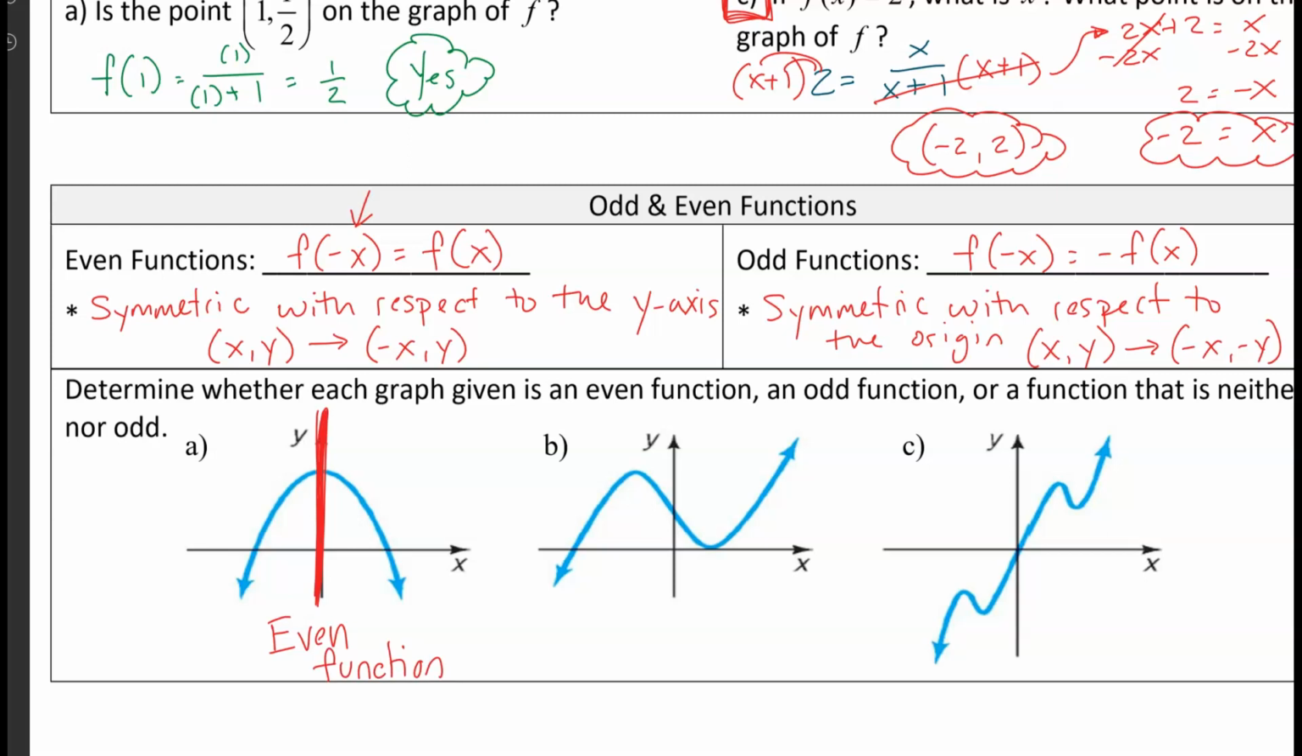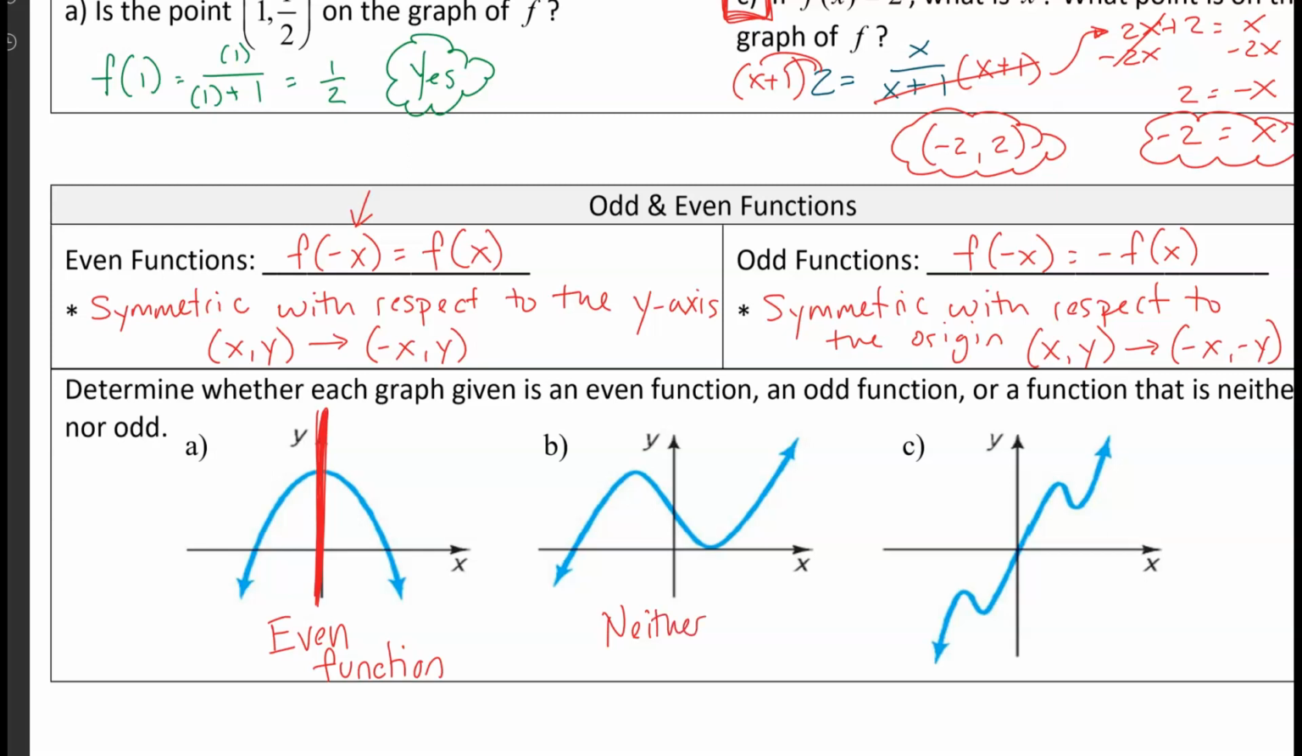Yeah, you had that loaded in already. No, that's not right. It's neither. In order for it to be an odd function, it absolutely has to go through the origin. That's your very first checkpoint, okay? If it doesn't go through the origin, it can't possibly be odd. So this is neither.